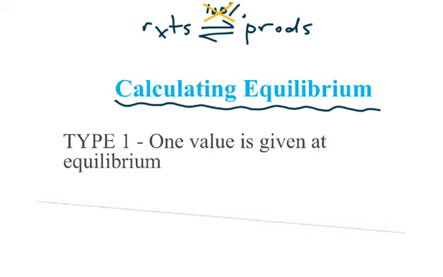So today we're going to be looking at what we call a type 1 calculation, where one value is given at equilibrium. And that's what makes it a type 1. So we're going to do 4 different types altogether with 4 different lessons on different days. And every time it'll be slightly different, but we'll always set things up in the same way.